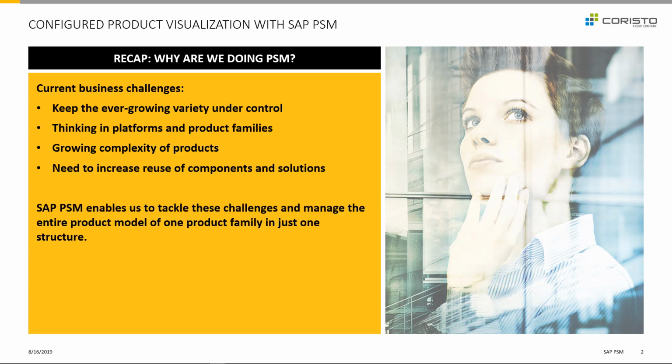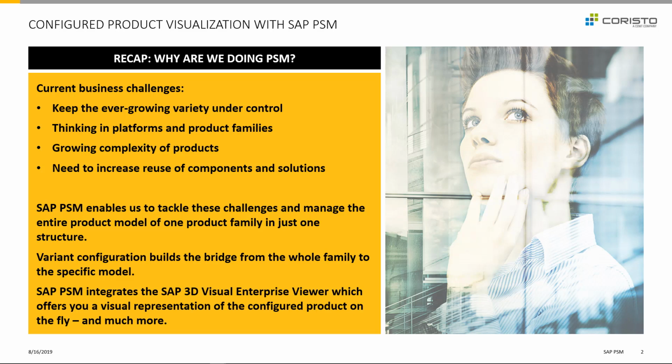SAP PSM now enables us to take on all of these challenges and manage the entirety of a product efficiently and effectively in just one structure. Variant configuration bridges the gap between the entire product family and the specific products. The possibilities of SAP 3D VE are also integrated in SAP Product Structure Management and enable us to take a look on the fly at the configured product or parts, and much more.